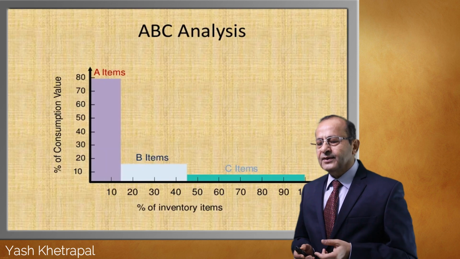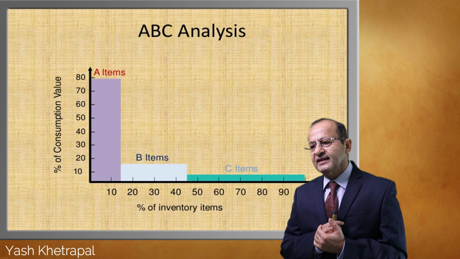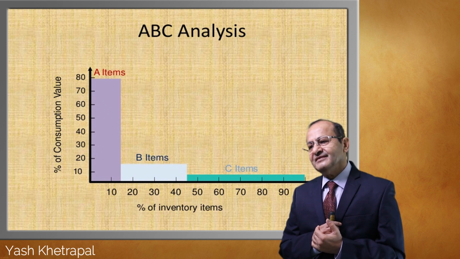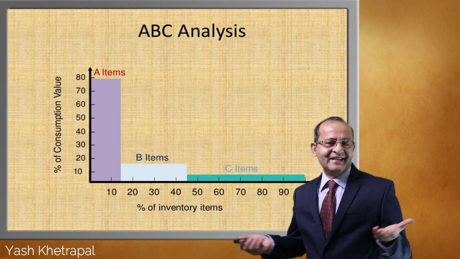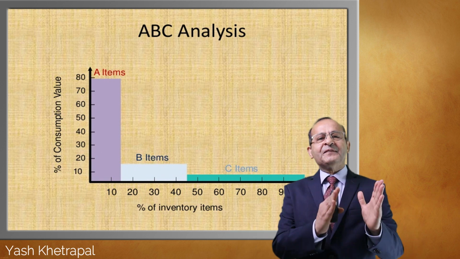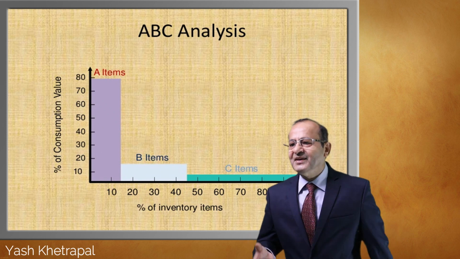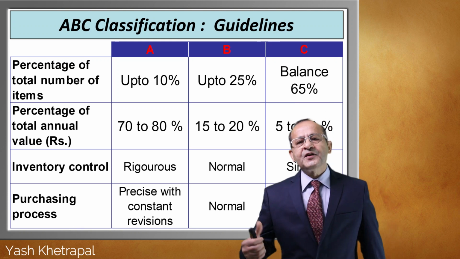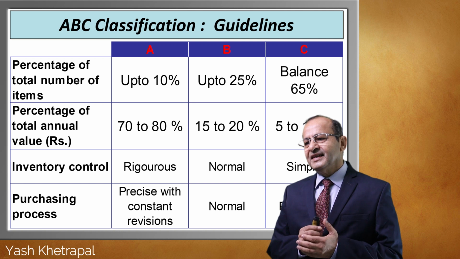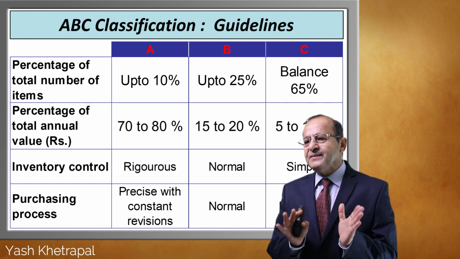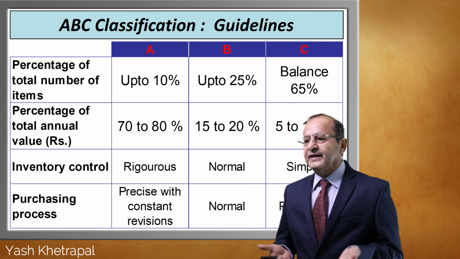Okay, look, one more example in the shape of a bar graph. 15%, 30% next, remaining 55% are C class. It will vary from company to company. Decide your own percentages. Now look, this example is 10, 25, 65. So look, cost impact 70 to 80% in A class, B 15 to 20, C 5 to 10.